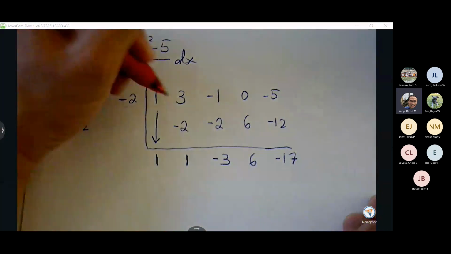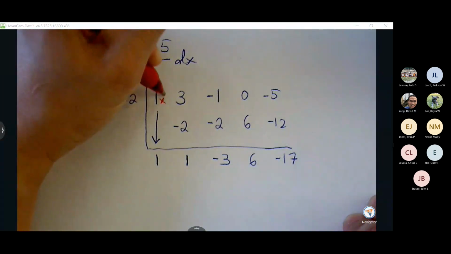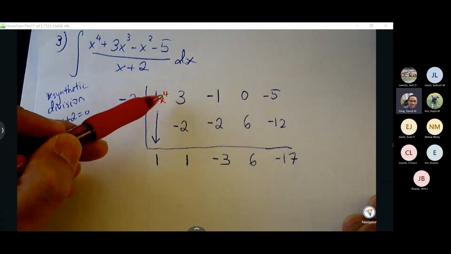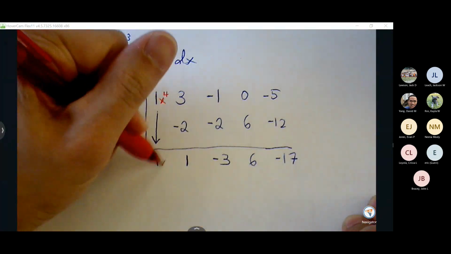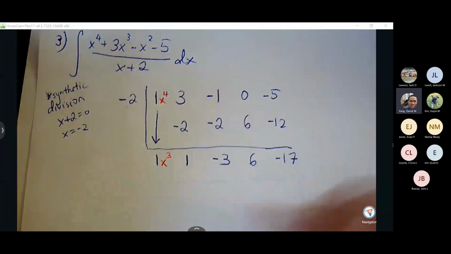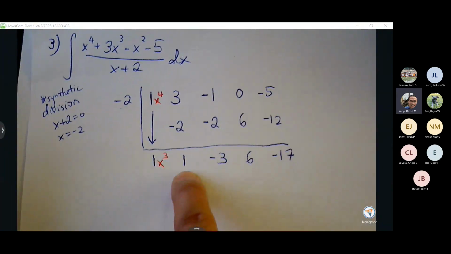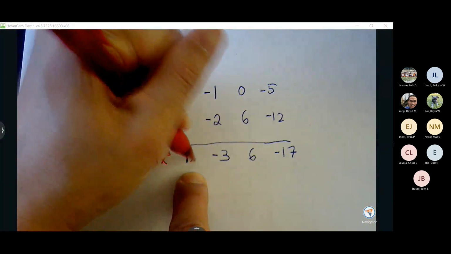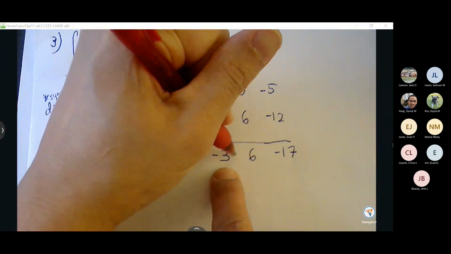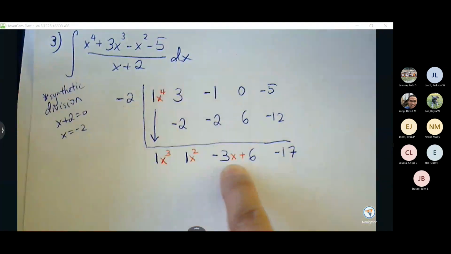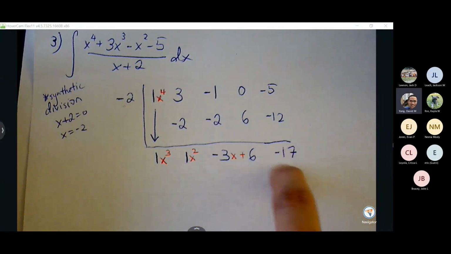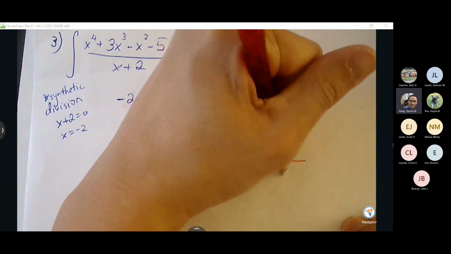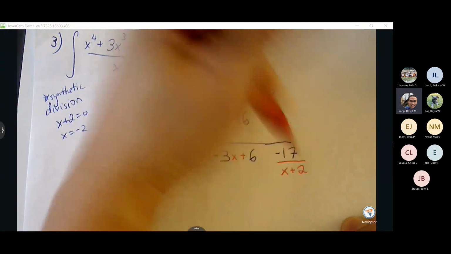So we started with x to the fourth. We're dividing by x to the first power, so this degree is going to fall to what? X to the third. And once you have that set, then everything is just going to fall by 1 degree. So x cubed, x squared, x, constant, and the last is what? Remainder. So the remainder you put over the divisor.